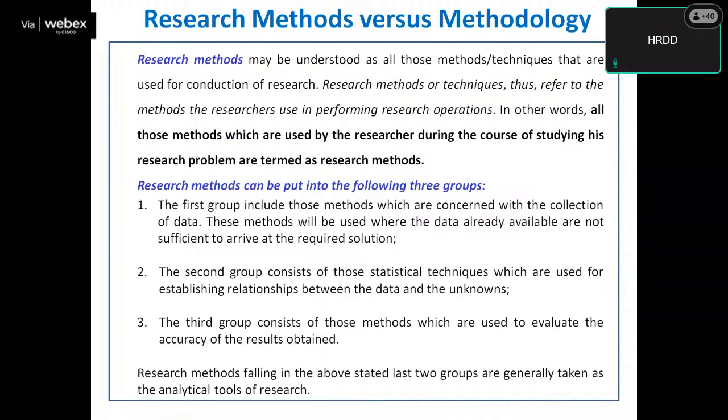First we understand what we mean by research methods. Research methods may be understood as all those methods or techniques that are used for conduction of research. For the chemistry people, when I came to tell you about the project, I stayed back for 3-4 projects. They were telling you will synthesize some material, so synthesis is a method, and you have to follow that method. Another method is that after synthesis you have to characterize the materials.